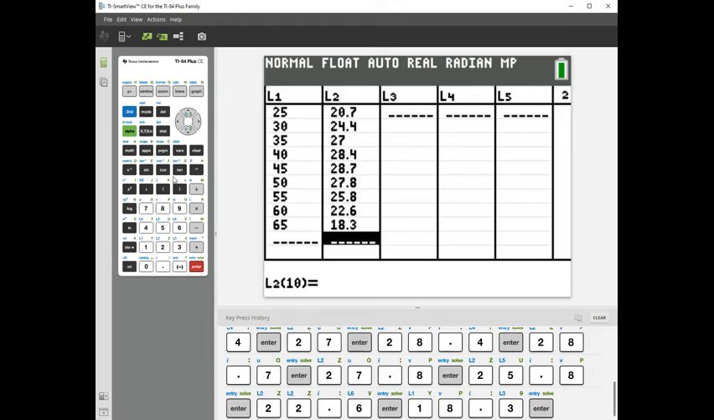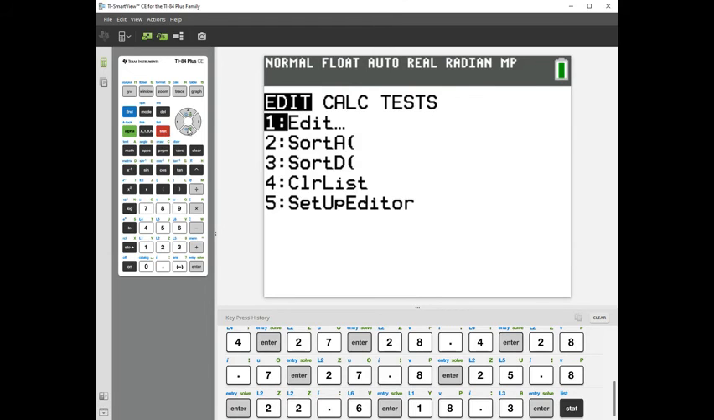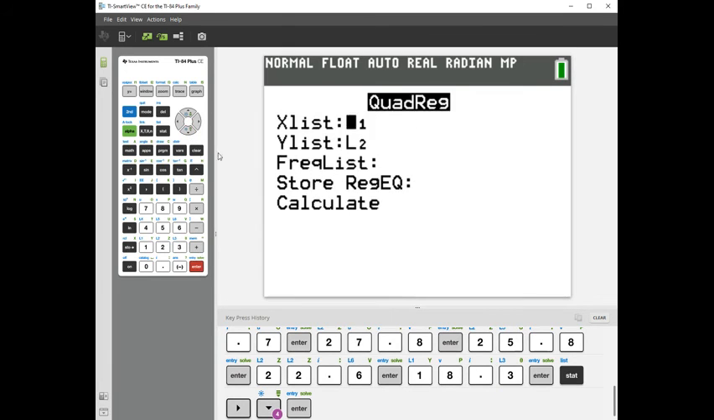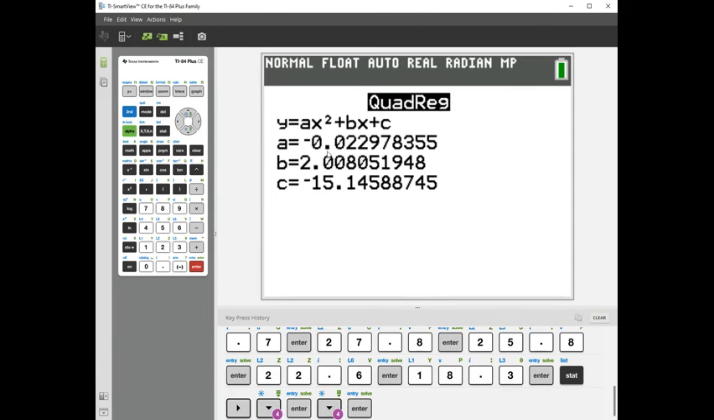Now to find the quadratic function, we're going to go to Stat, over to Calc, and down to Quad Reg, which is number 5. Click Enter. Go down to Calculate, so that way it calculates the equation for you. And that is the quadratic regression equation for that data. When you write this out, make sure you have y equals. A is this decimal rounded to 3 places, plus B is this decimal rounded to 3 places, plus C is this decimal rounded to 3 places as well.